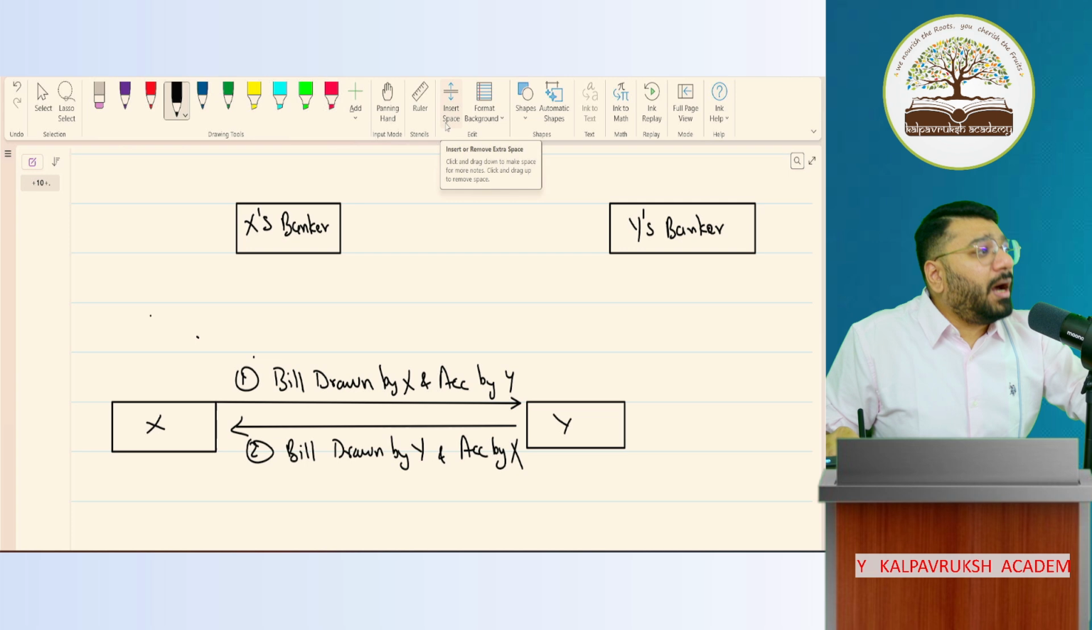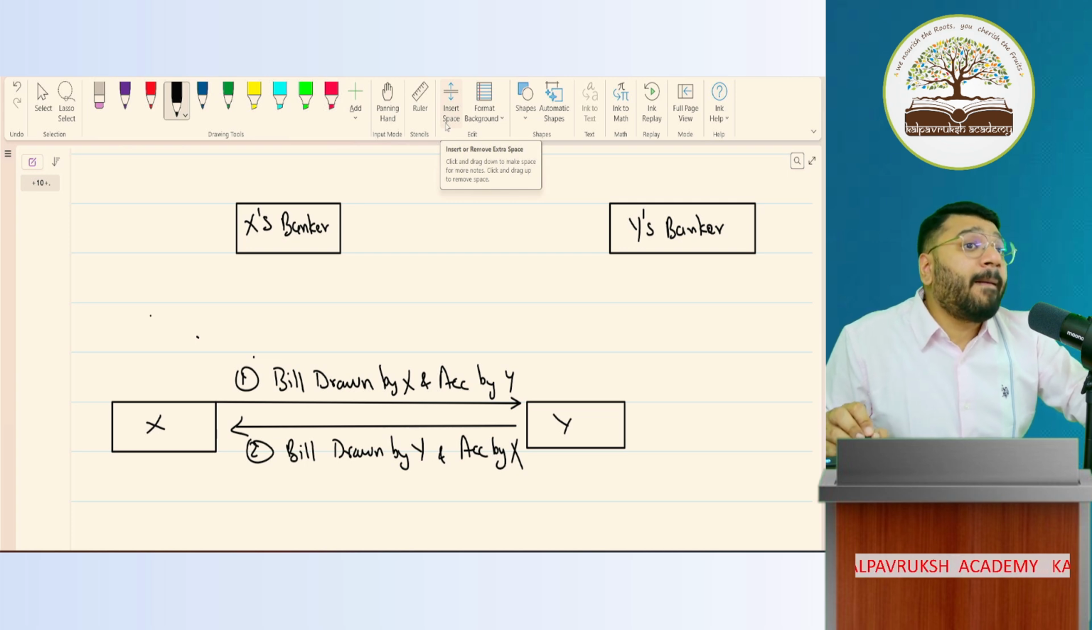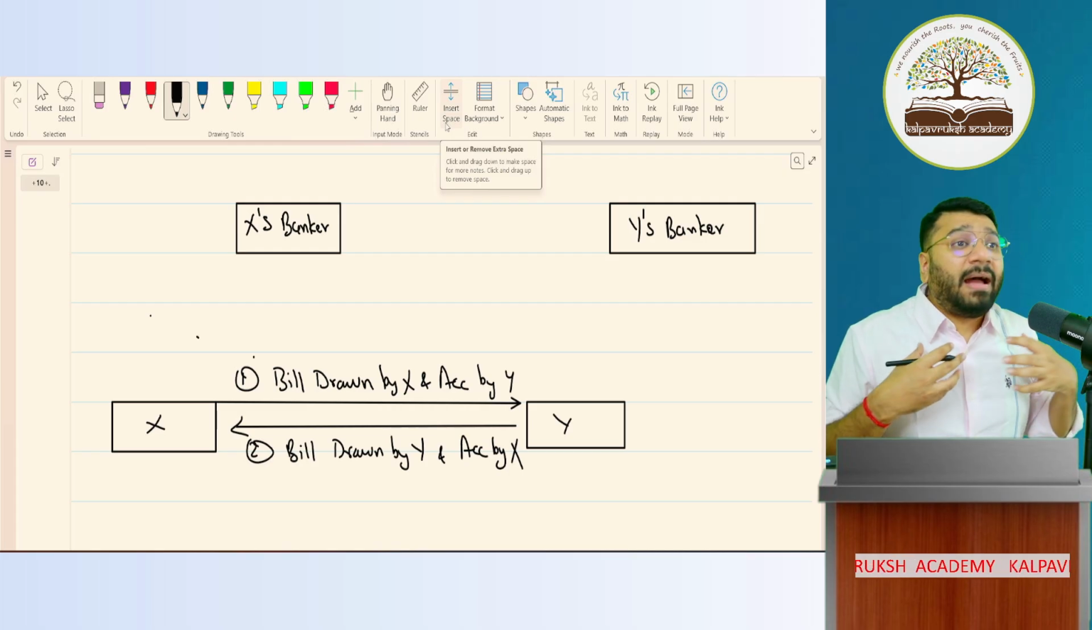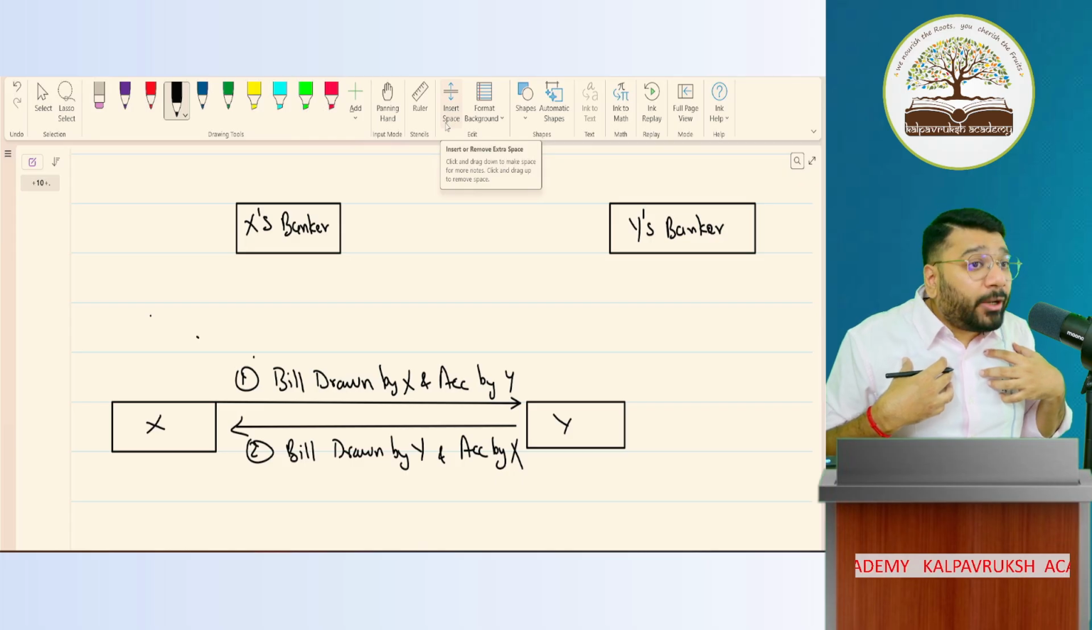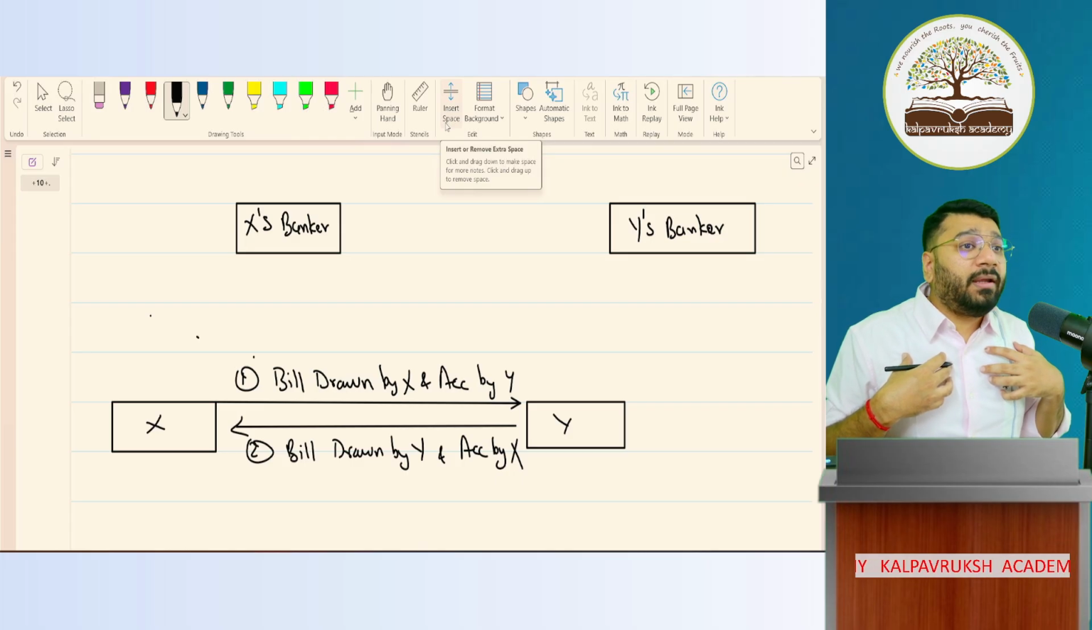Then what is happening? Both the parties are getting the bill discounted from the respective banker. In which bank I have my bank account, there only I can go and do the discounting. Got it, not got it?